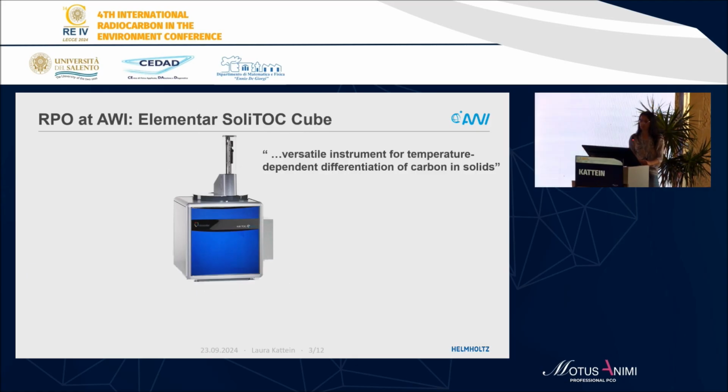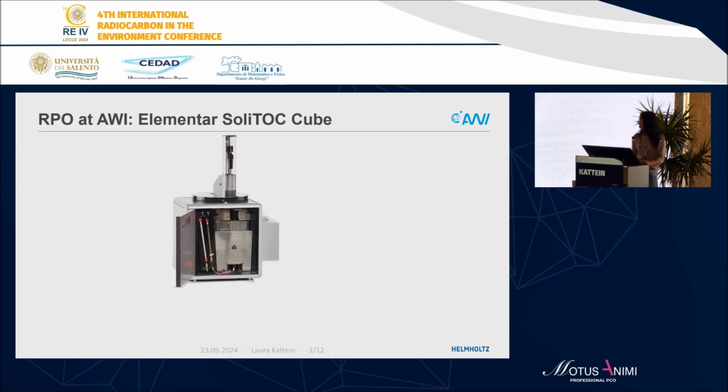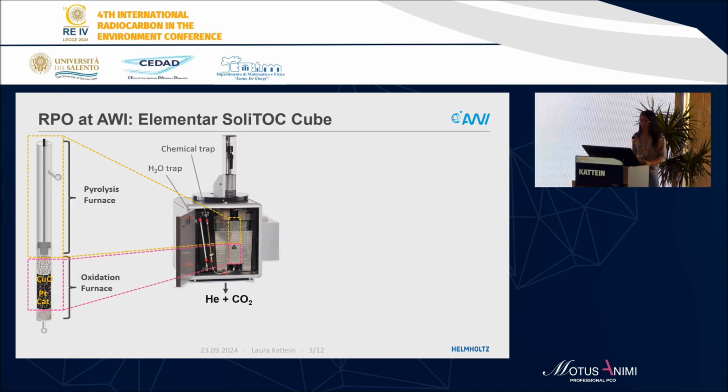Here you can see the main part of our system. It's a commercial machine we bought from Elementar. It's called a solid-top cube, and it's initially used to separate different species of carbon within one sample. This is what the inside looks like. Behind the shield, the center part, there is a quartz glass reactor that is located inside 2 furnaces, an upper pyrolysis furnace and a lower oxidation furnace that is filled with an oxidation agent, in our case copper oxide, and a platinum catalyst.